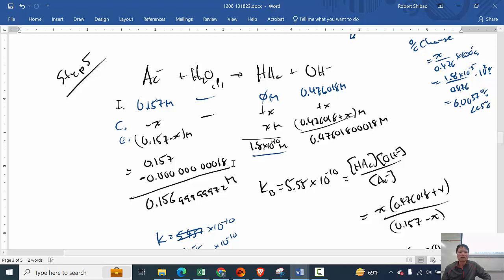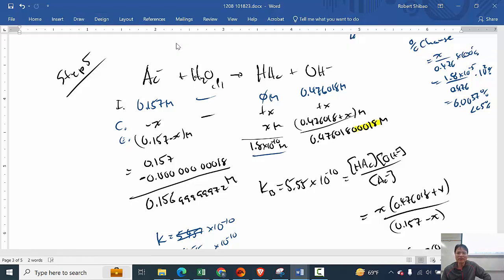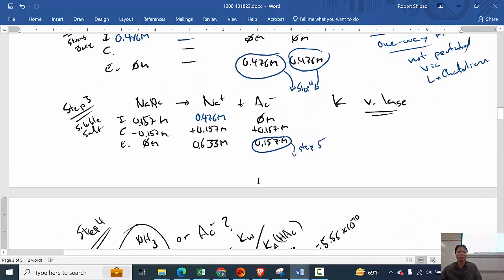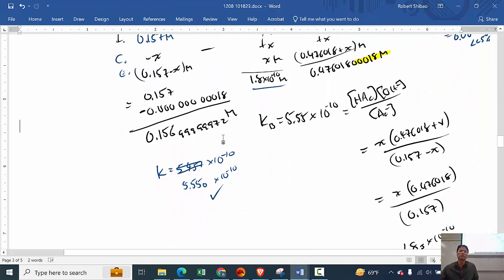It went from 0.476018 to 0.476018000018. So we added this little bit of additional hydroxide. Is that a significant change? Will that change my previous K value? No, I really doubt it. We also changed the amount of acetate from step three, but the K was very large there, so we don't have to worry about it. So we're okay.